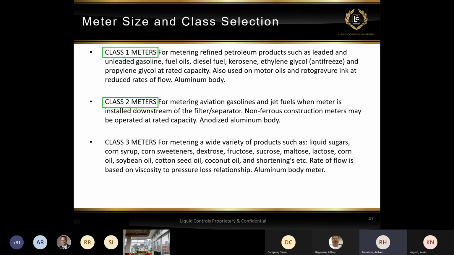And also this meter can be a substitute for the former class 16 and 17 applications. And this is an anodized aluminum with stainless steel construction. You see this on some of the windshield washer fluids and such.